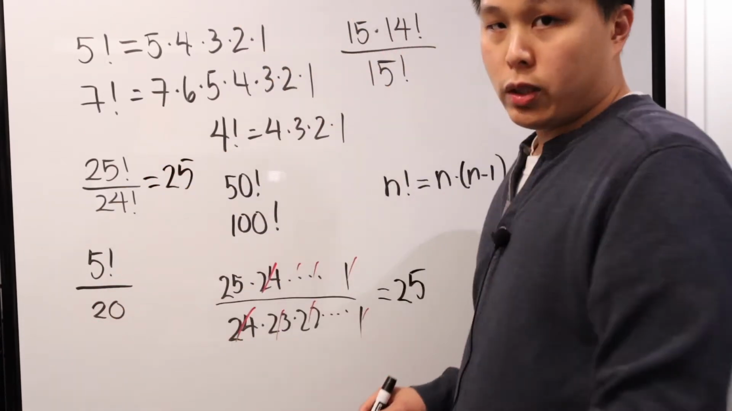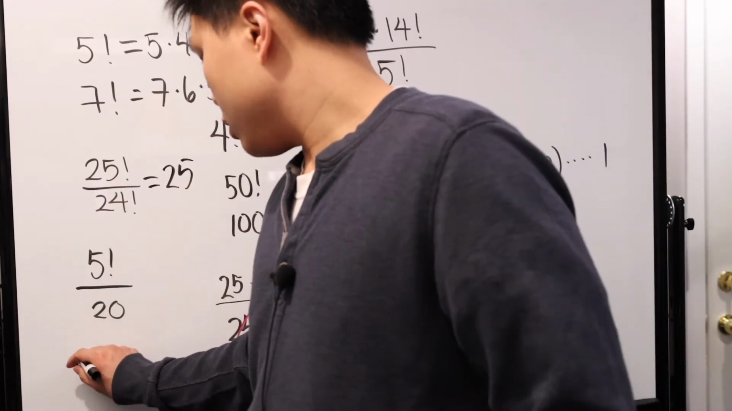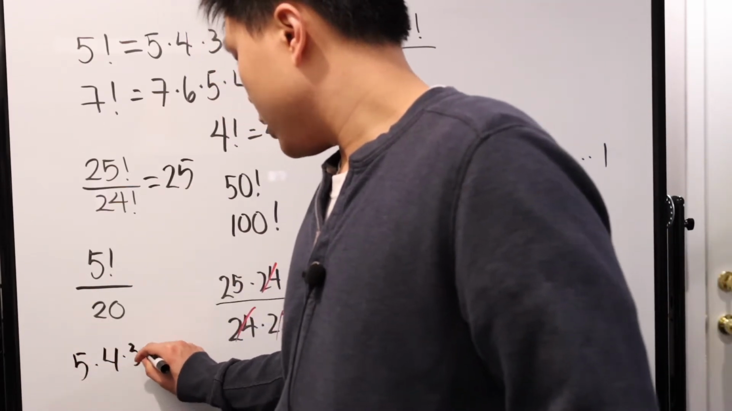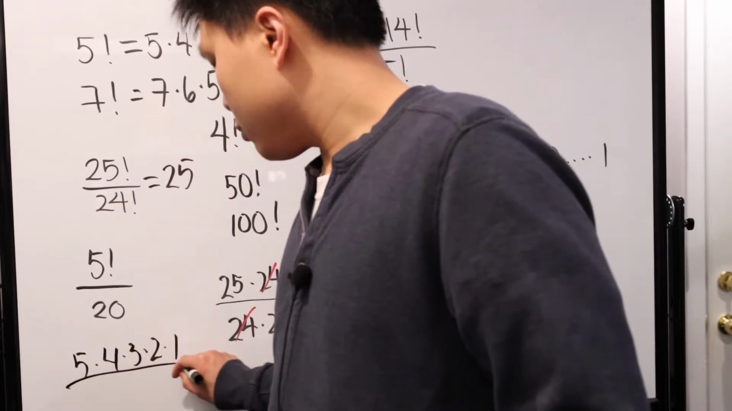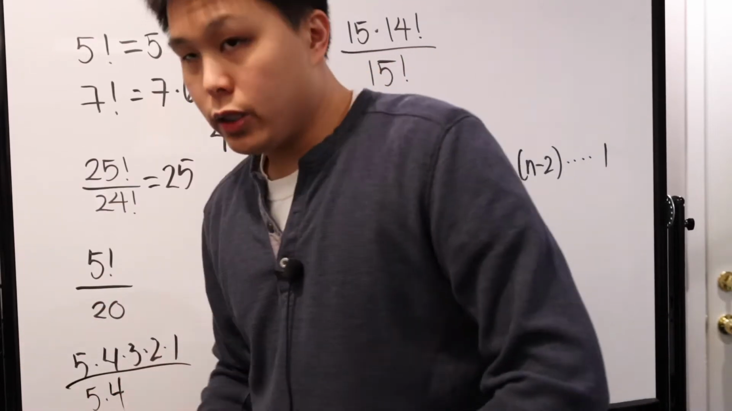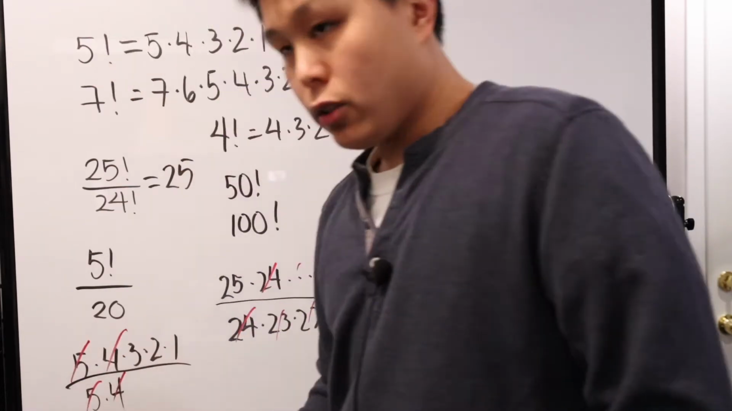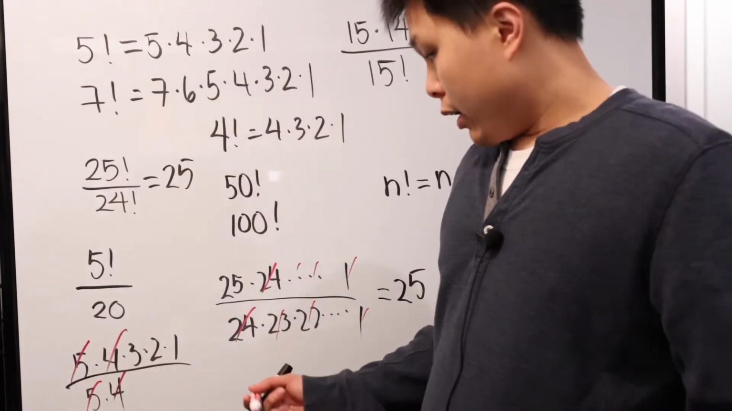This one is a fun one. This is sort of sneaky, but it's not that bad. 5 factorial, we know, is 5 times 4 times 3 times 2 times 1, and the bottom is 20. And if we can see it right away, 20 is just 5 times 4, and then realize that all of a sudden these cancel, and we have 3 times 2 times 1, and of course that's 6.